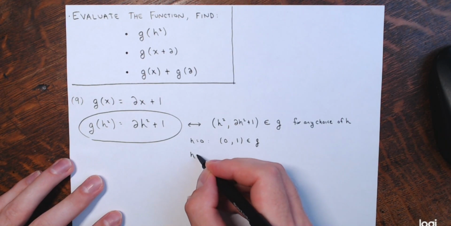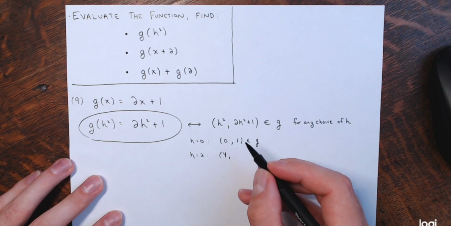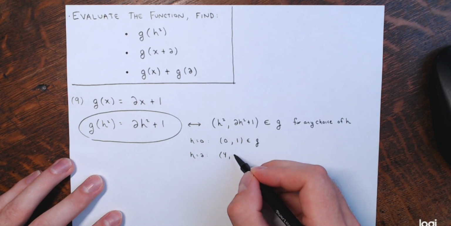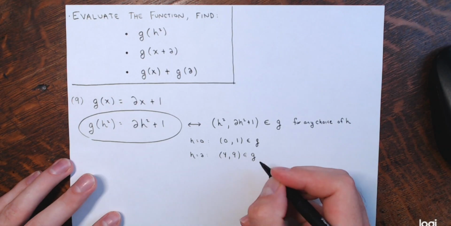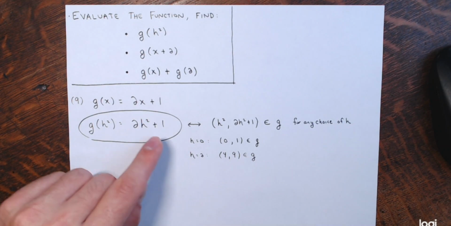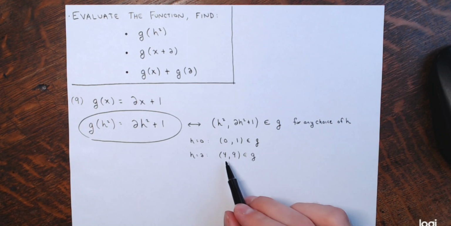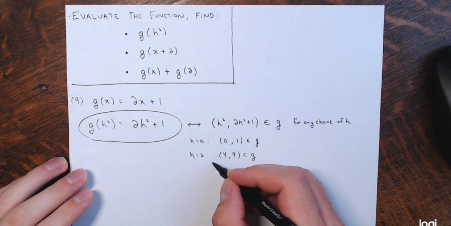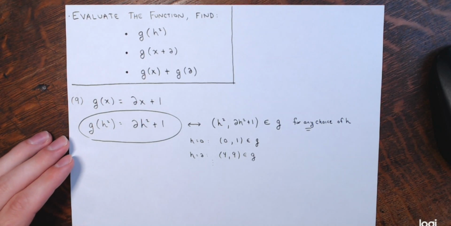If h were 2, you'd have 4 for the input, and then 9 for the output. This is another ordered pair that belongs to g. And check it out. When I plug in 4 for x, don't I get 9 for the output? That's what this is saying. And I could do this all day long with, again, for any choice of h.